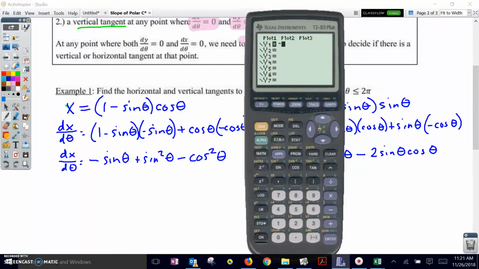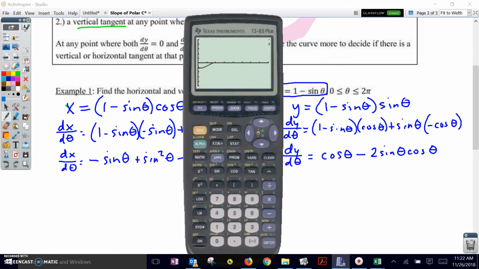We've got negative sine of theta plus sine of theta quantity squared minus cosine of theta quantity squared. And I'm going to graph this in a window between 0 and 2 pi, since that's what I'm concerned with. And I'll use a scale of pi over 4. I don't really need to see a whole lot of the y values, I just need to see where they cross the axis. So we'll go ahead and graph this.